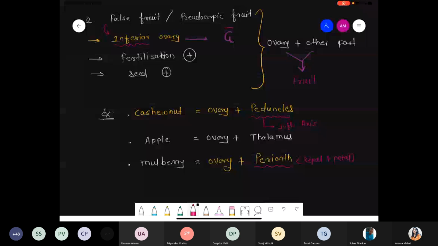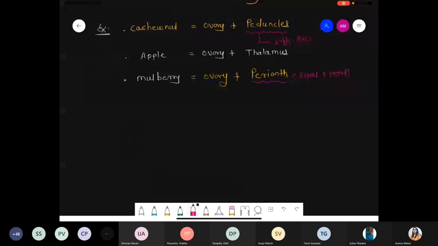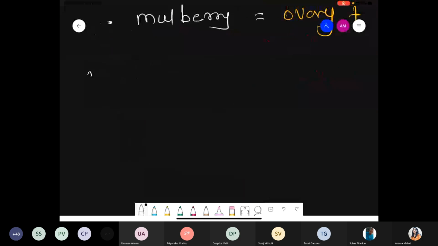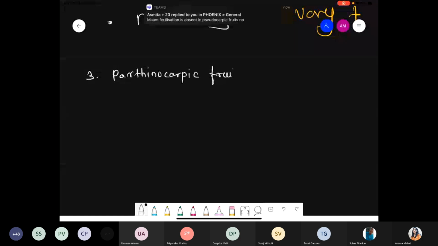Okay, chalo. So the next part we are talking about is the parthenocarpic fruit. The last one. This will be repeated many times, actually, parthenocarpic. In 12th standard also we'll discuss this part. Parthenocarpic fruit. Simple meaning: in pseudocarpic fruit, yes, fertilization is present. In the case of the parthenocarpic fruit, fertilization is absent. Fruit formation without fertilization.